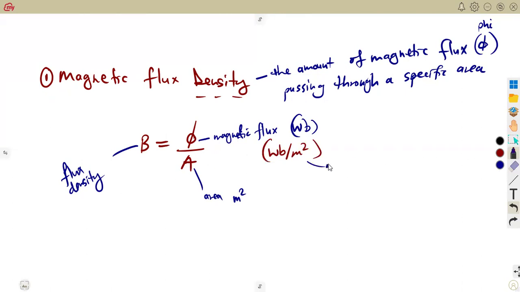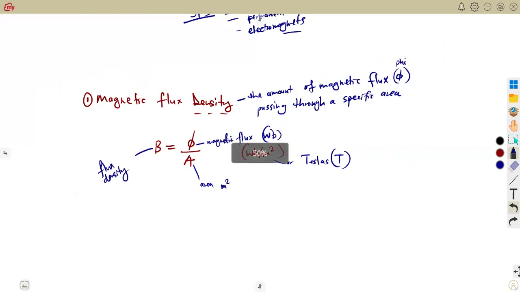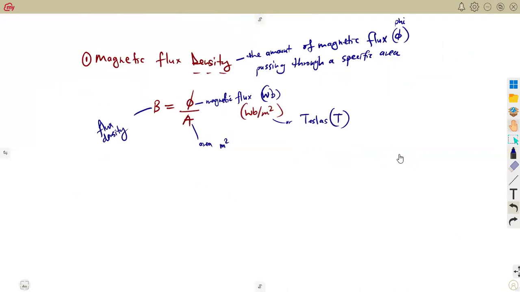Or this can be referred to as the Teslas. They can write this as T, which is the unit of measurement of what? The flux density. So given this, flux density can be calculated. And also, I need you to consider, you're going to look into examples.